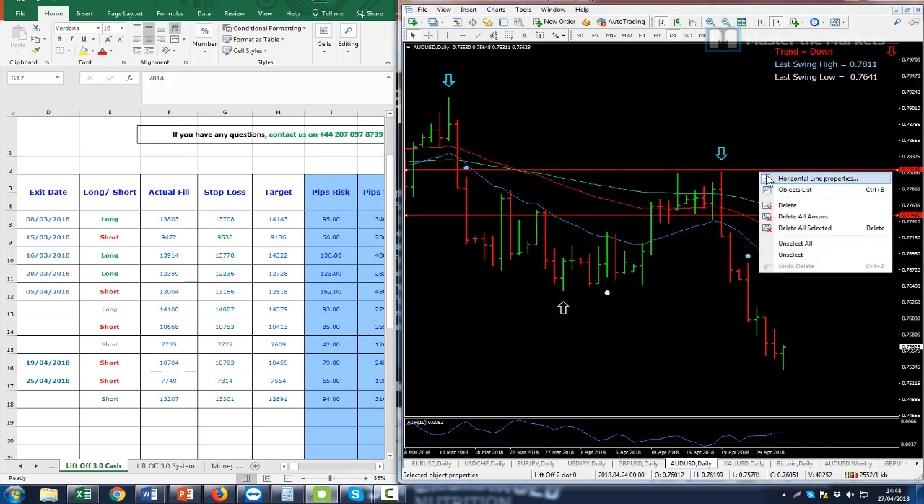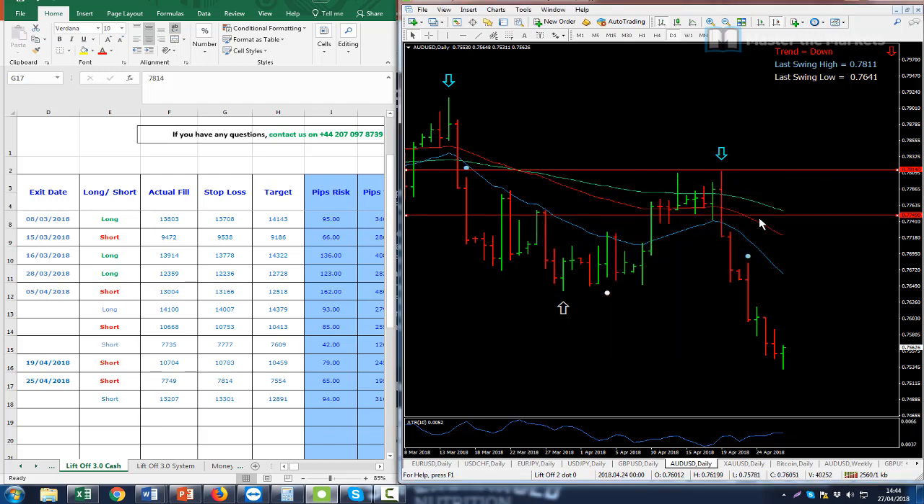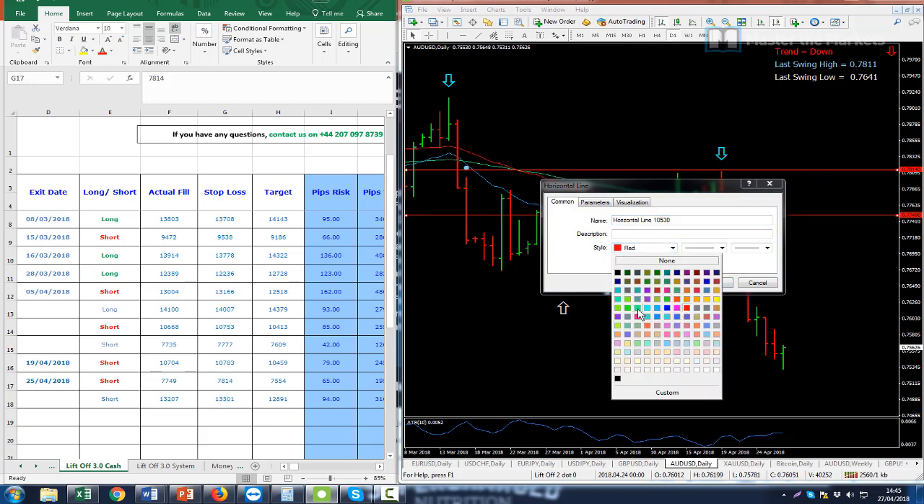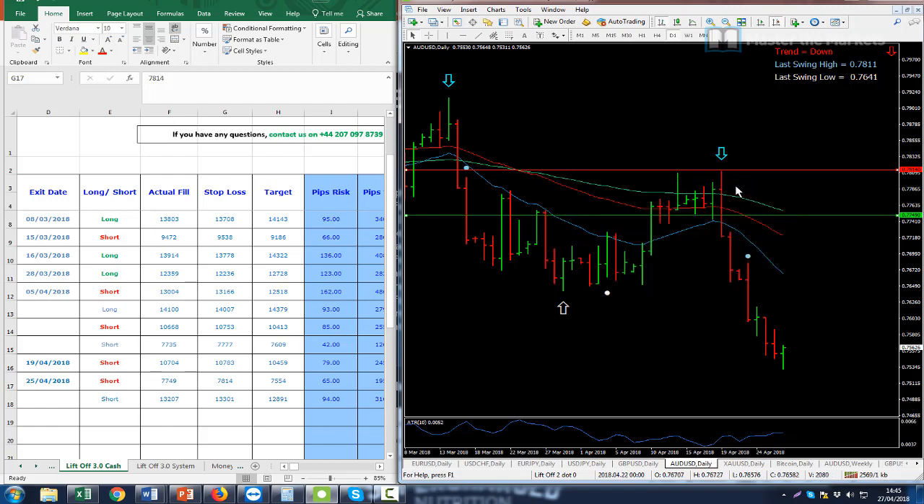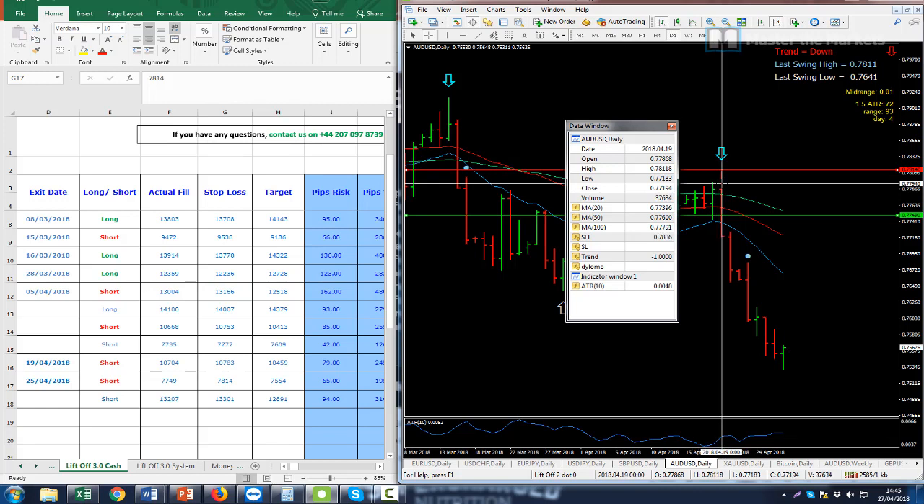Look at how close the price came to our stop loss. It came within a few pips, and technically we should be knocked out by the spread. So the stop was 7814. Look at the high of this bar. If we break open the little data window here, the high of that bar was 7811.8. But we stayed in the market.